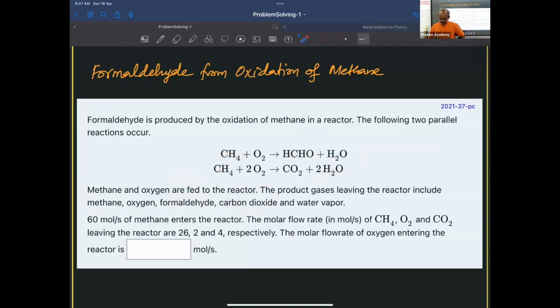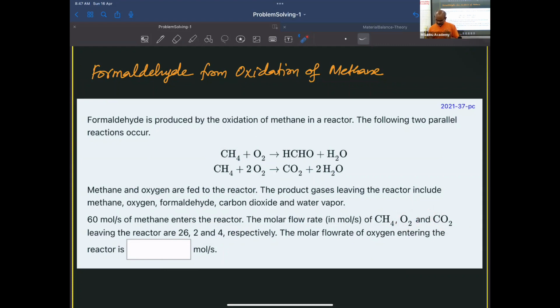Now, what is given is 60 moles of methane entering the reactor. The molar flow rates of methane, oxygen, and CO2 leaving are given. So we need to find the molar flow rate of oxygen entering the reactor. How much O2 has to enter? As we know the moles of methane, we need to find the moles of oxygen. We also have some idea about the moles of methane, O2, and CO2 in the outlet.